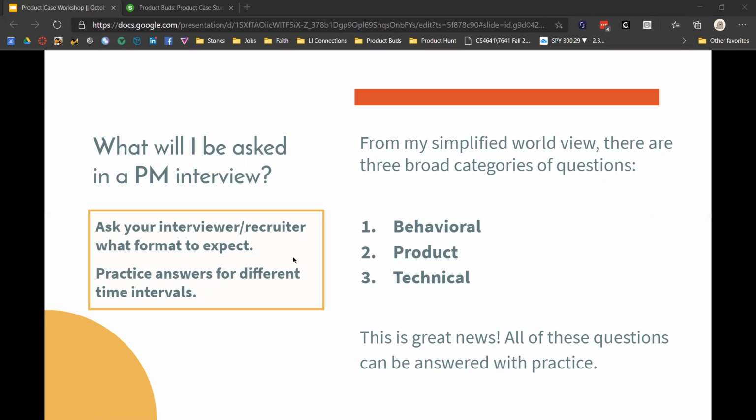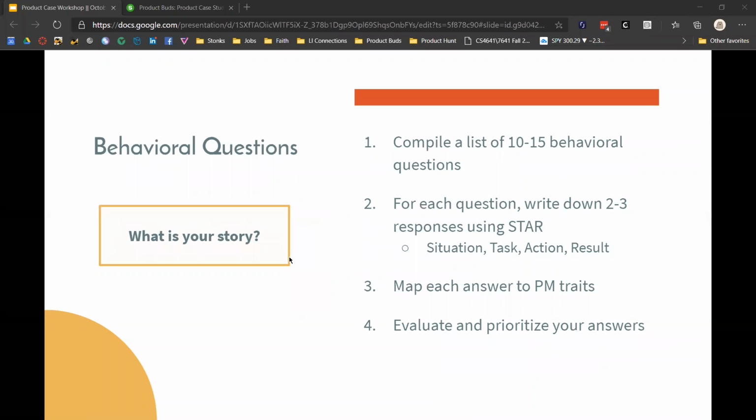Moving on, here are my tips for behavioral questions. Do yourself a favor and compile lists of the most common behavioral questions. Most of you already probably have a list. And then take the time to write down what your responses would be for each question. Give yourself like 2 to 3 options, use a structured framework like STAR, and then try testing them out with your friends.